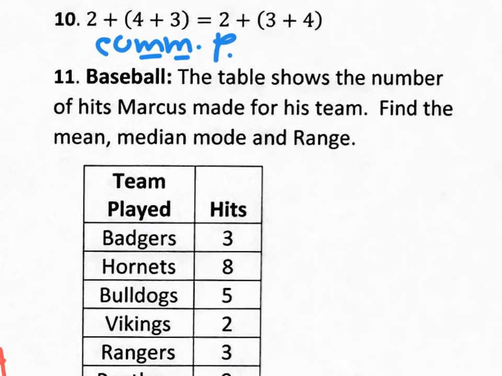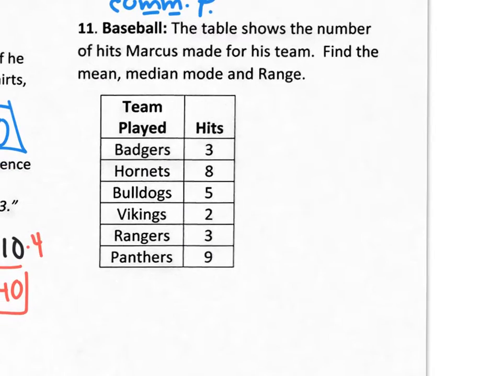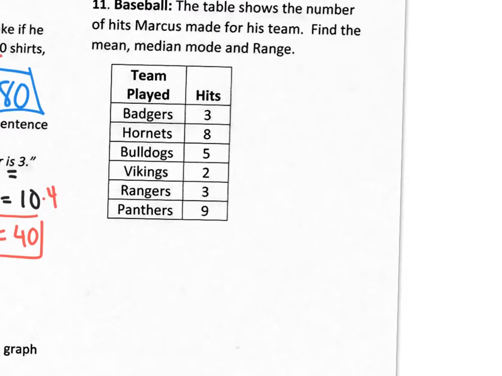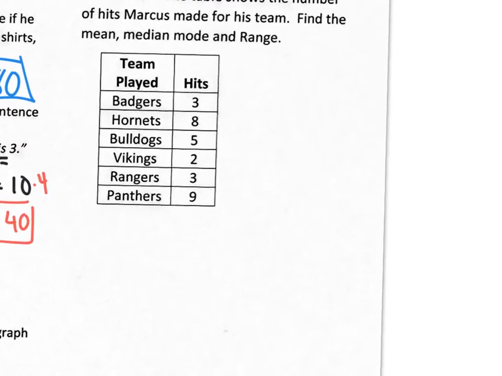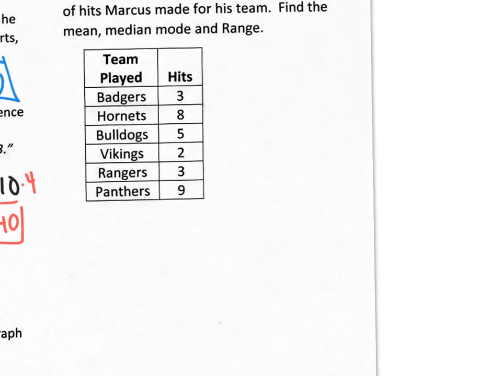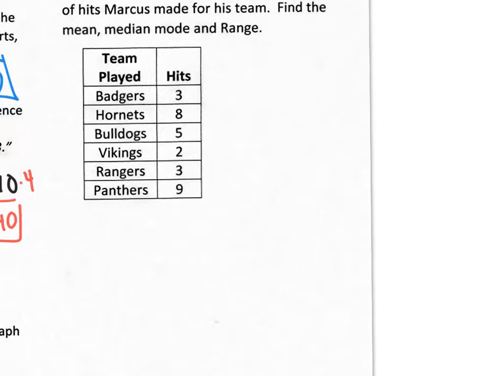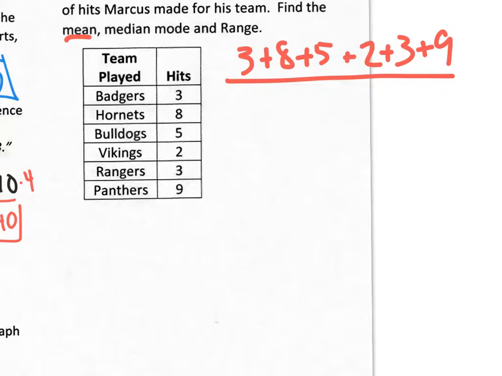Moving on. 11. Baseball. The table shows the number of hits Marcus made for his team. Find the mean, median, and mode, and range. Okay, so in case you forgot, to find the mean, you're going to add up all the numbers and divide by the number of numbers. So we have 3 plus 8 plus 5 plus 2 plus 3 plus 9. And then we're going to divide it all, once we get an answer to that, by 1, 2, 3, 4, 5, 6. And that'll give us the mean.